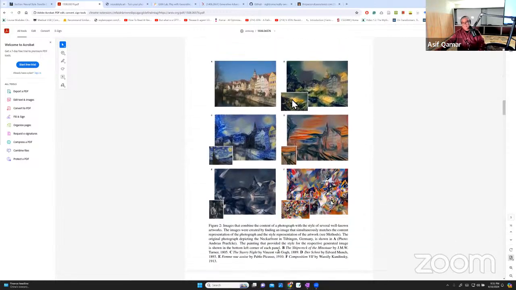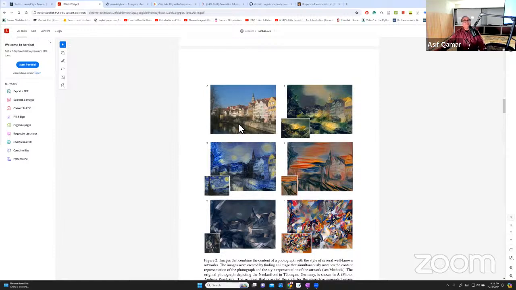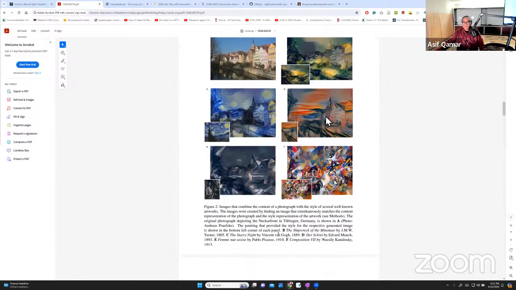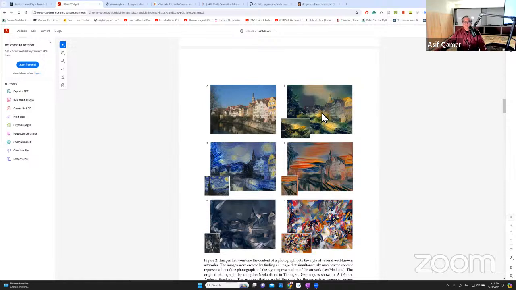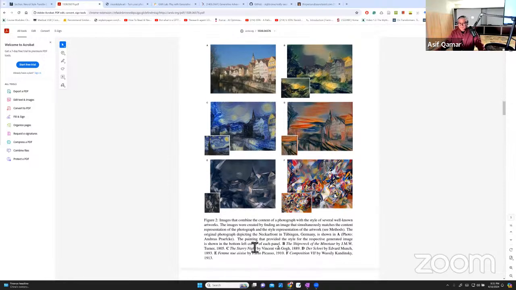So guys, look at this. You have a normal picture of buildings, right? And I believe this looks like Monet to me. Does it look like Monet or does it look like Turner? I don't know. A is the photo, and the painting whose style is used is shown at the bottom of each panel. Do you see, guys, this same picture is rendered in Van Gogh style. This looks like Cubist style to me. Oh, yeah, Vincent van Gogh. Here A is the original picture, and B is the Shipwreck of Turner. Yeah, I got Turner right.